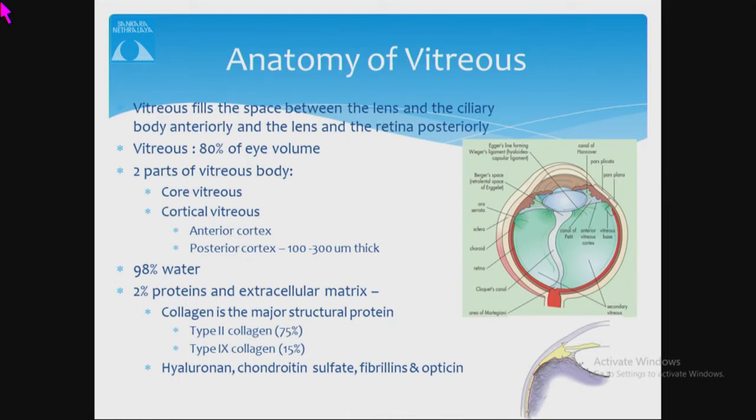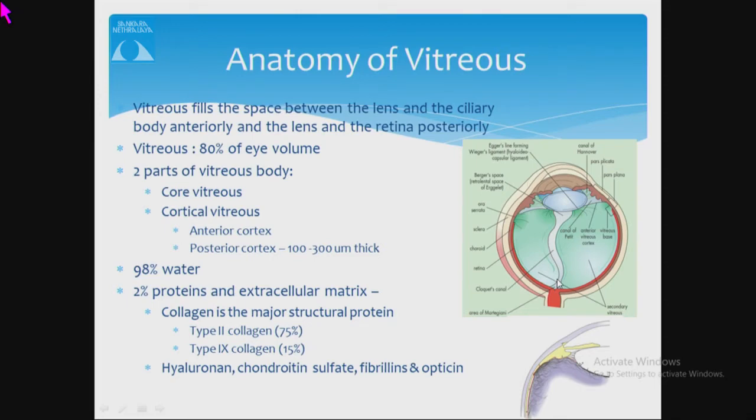The anatomy of vitreous. Vitreous fills the space between the lens and the ciliary body anteriorly, and the lens and the retina posteriorly. It occupies 80% of the eye volume. The vitreous body consists of the central core vitreous and the peripheral cortical vitreous. The posterior peripheral cortical vitreous is around 100 to 300 microns in thickness. It is composed of 98% water and 2% proteins and extracellular matrix.